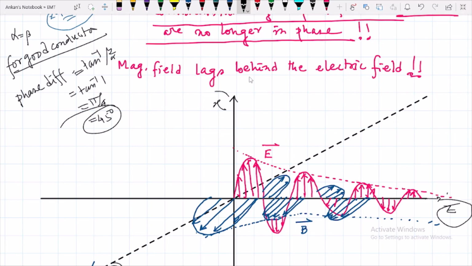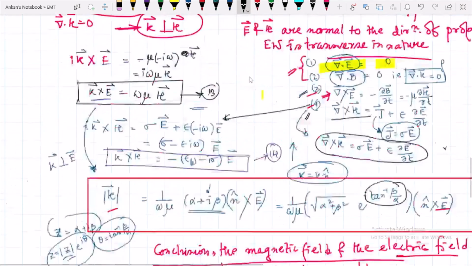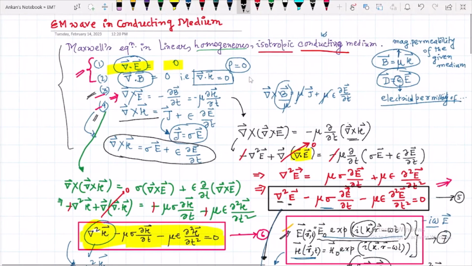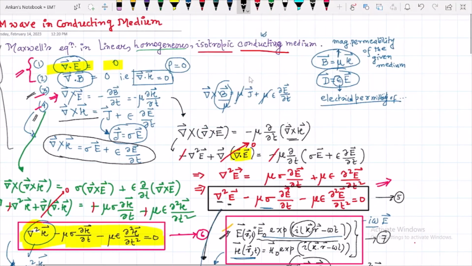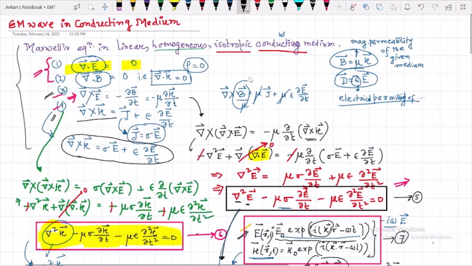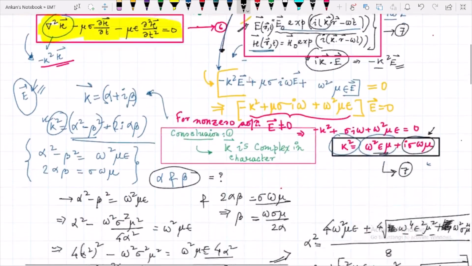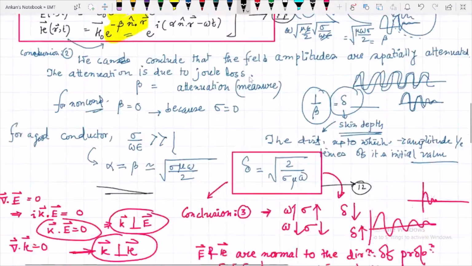So these are all about the conducting medium case, electromagnetic wave in conducting medium, which is somehow interesting and rather different from that obtained from dielectric medium and free space medium.